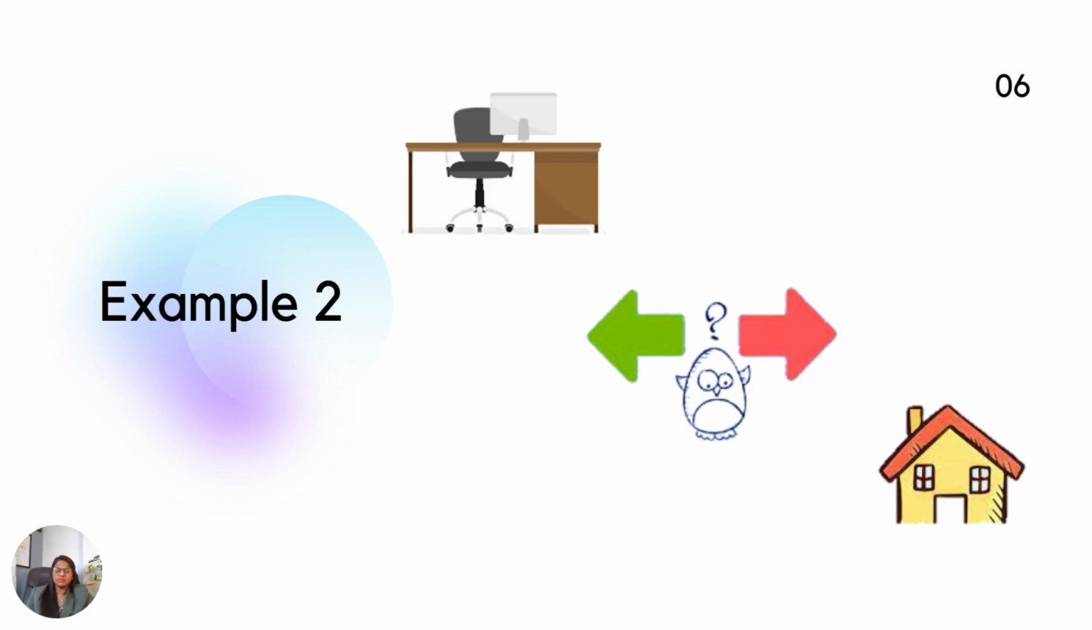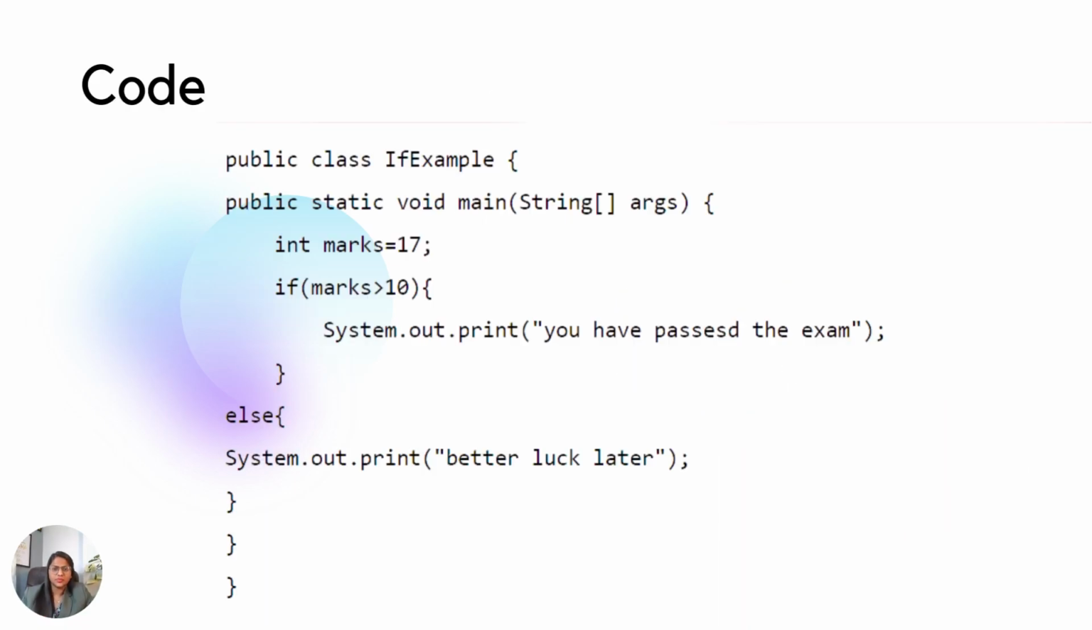Now let's take one more example of an if-else statement. Let's say I'm not feeling very good. I'm not well at all. So I'll say, today I'm not going to office because I'm not well. If I were well, I would go to office. So the condition is: if I am feeling good, I'll go to office. Otherwise, I'll stay home. If feeling well, office, else stay home. This is how if-else condition statements are used.